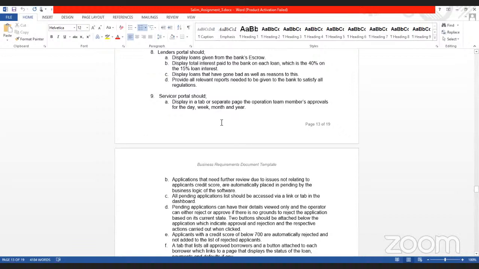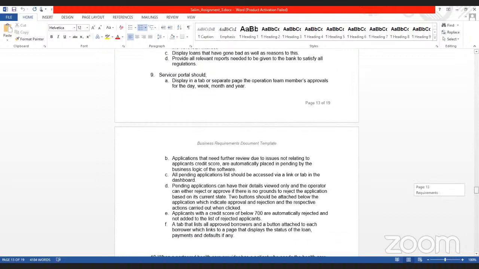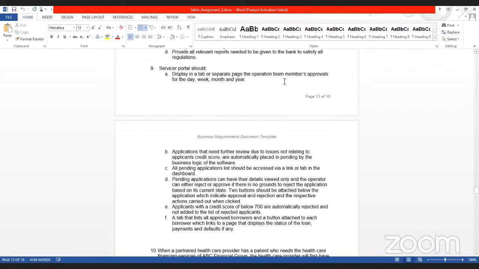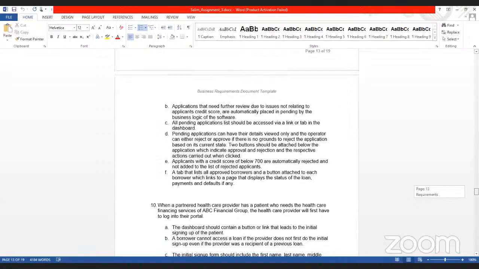The servicer portal should display a tab that shows the team member's or operating member's approvals for the day, week, and month. So basically, it shows their operations. It also shows any loans that need further review. Maybe they passed the credit score, but certain information has some issues. Definitely it will be flagged by the system, and maybe that's when the servicer portal comes in.